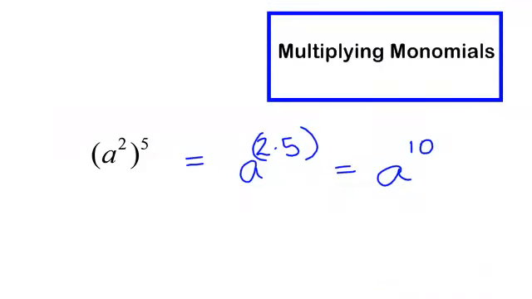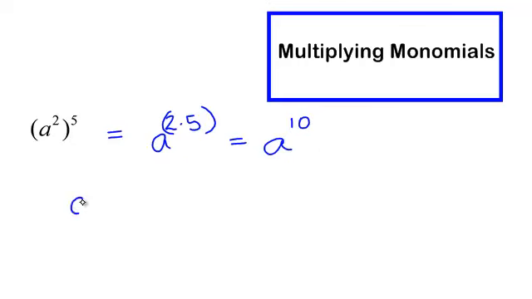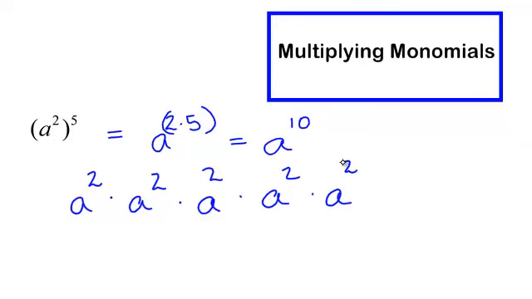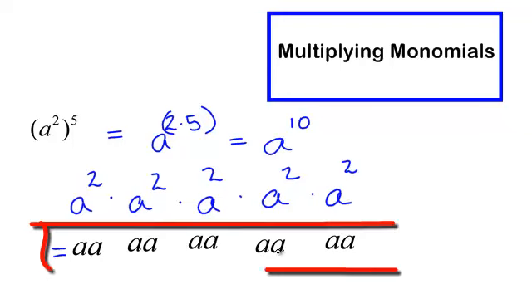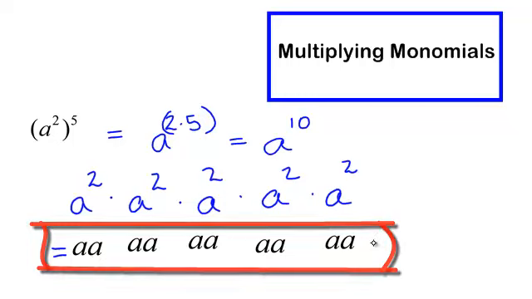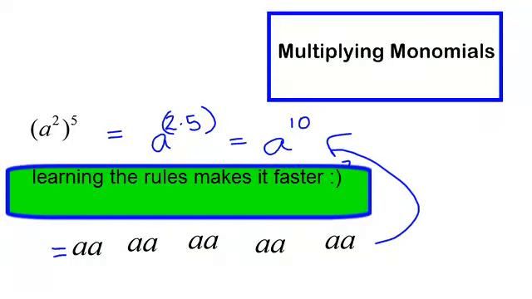Once again, I like to prove to you that this math is not all made up. So a squared to the fifth, that means a squared times a squared times a squared times a squared, and one more to go, times a squared. Well, a squared is a times a. I'm still working on this. And in the end, that's 1, 2, 3, 4, 5, 6, 7, 8, 9, 10. The same answer I got when I learned my rules.